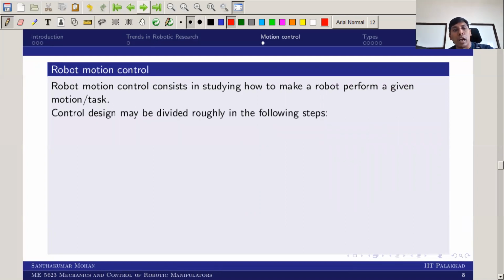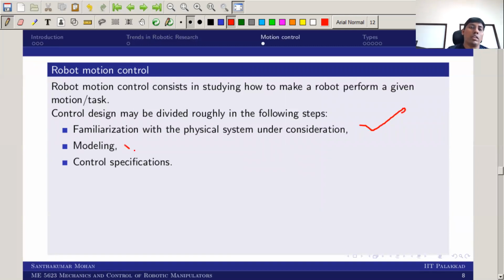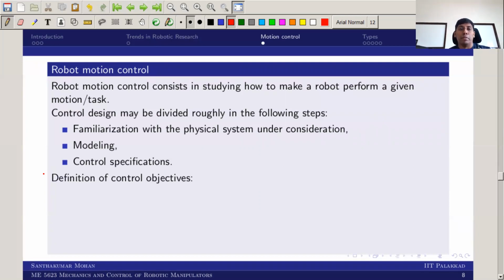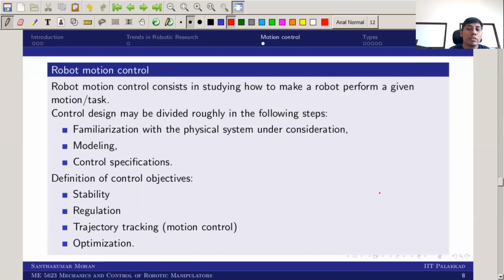The control design has several steps. First you familiarize, you model that, and then you incorporate the desired specification. When you are talking about the control specification, several objectives will come. As I explained already, the foremost objective is that the system is supposed to be stable. So stability is one of the aspects you need to bother about. Then you have to move from one point to another point, which we call regulation. Then you go for trajectory, which is nothing but a time-based path. Then you optimize your overall control activity. In that sense, you see that stability is the most important aspect.